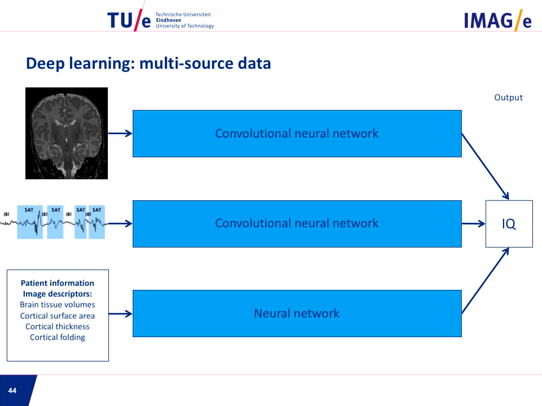And of course, we already know several things from the image based on these segmentations, such as the volumes, surface area, cortical thickness, measurements of cortical folding. So we can also just include those numbers in such a network as well.